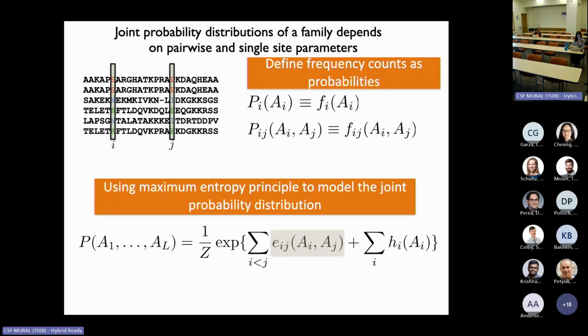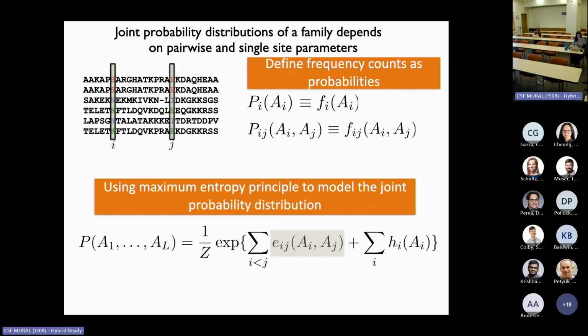Right? Now, what comes out of this exercise is a form that looks a lot like a Boltzmann distribution. You have an exponential that depends on pairwise parameters and then local fields, as they're called, or single-site parameters. And this is under no other assumptions. This is the best probability distribution that estimates this value.